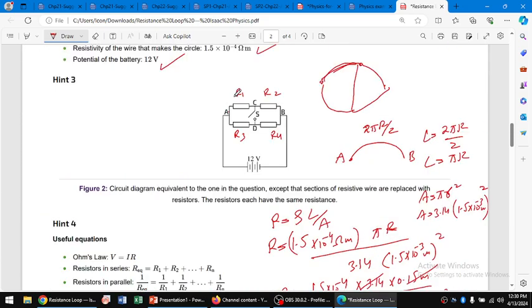The only difference is that in this case we have the length AB. We need the length from A to B, which is divided into two portions, AC plus CB. Our total length from A to B is L equal to 2 pi r over 2, the half circumference of the upper portion. For this length we again have the half circumference, that is 2 pi r over 2.